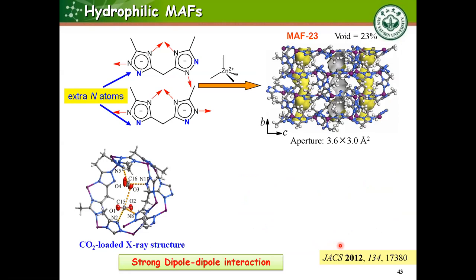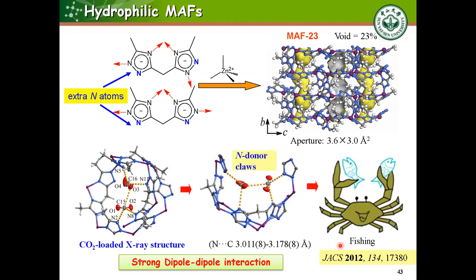For example, when we use this ditriazolate salt here to construct a micropolar MAF, MAF-23, the pore size is very small and the surface is very unique. A pair of naked nitrogen atoms forms a chelating claw on the pore surface. Thus, this MAF can catch and hold a carbon dioxide molecule very tightly, allowing an unambiguous structural characterization of the carbon dioxide molecule by single crystal diffraction on the gas-loaded sample. This observation is very exceptional, demonstrating the importance of exposed nitrogen atoms.